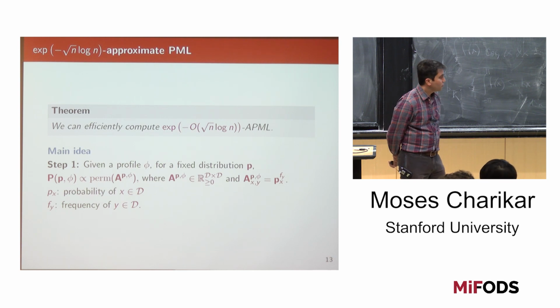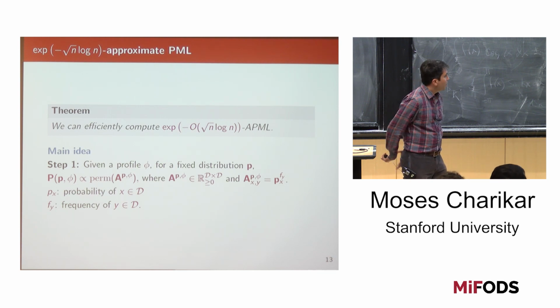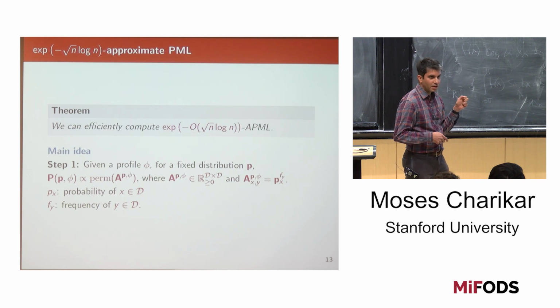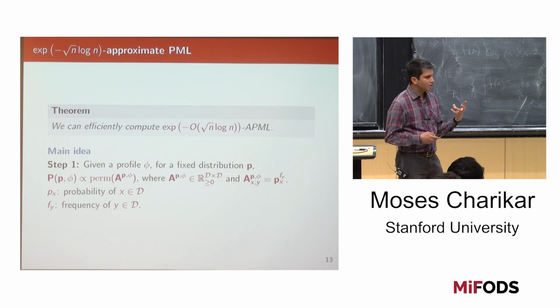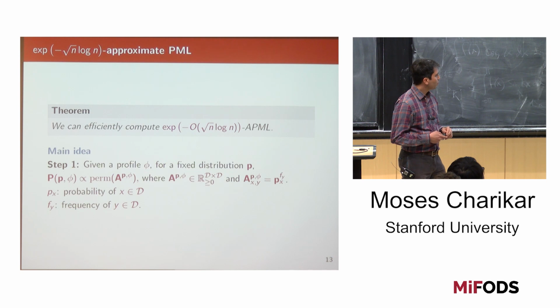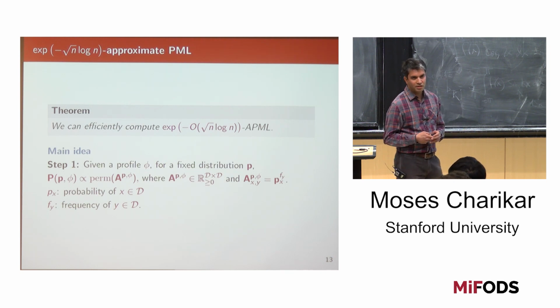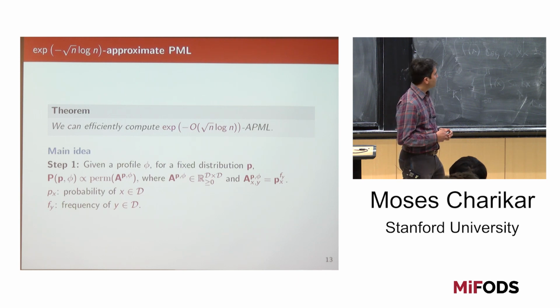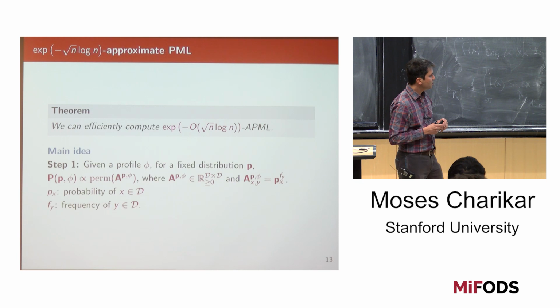Okay, so here's what we're going to do. Given this profile phi, for a fixed p, I said that the objective function for PML is actually proportional to the permanent of a certain matrix. Let me tell you what this permanent is. It's the permanent of the following matrix. This is a D by D matrix, where D is the domain.